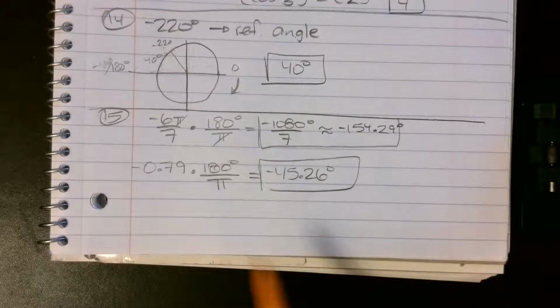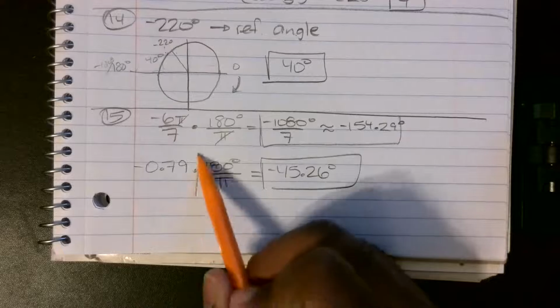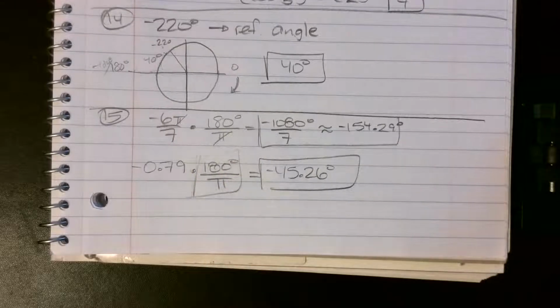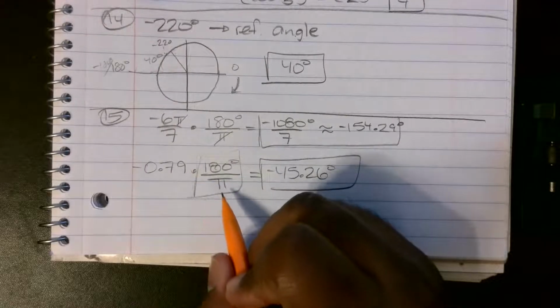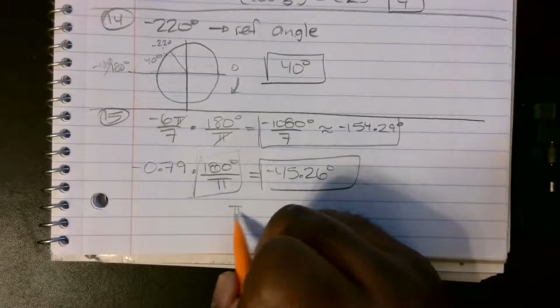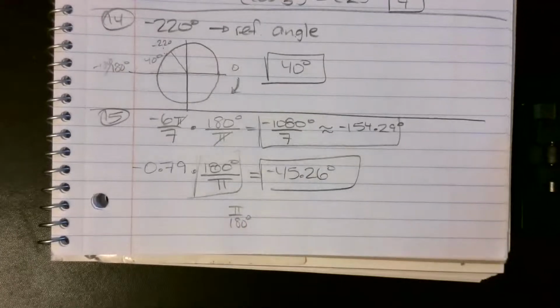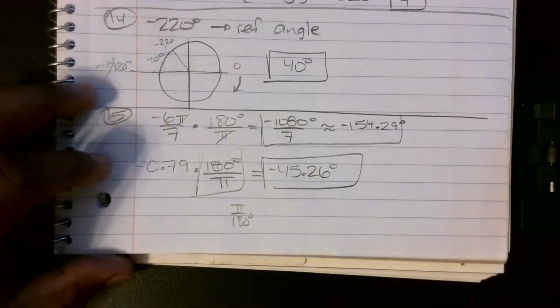All right, so that's radians to degrees. If you want to change from degrees to radians, I multiply by pi over 180, because I want the pi and I want to divide out the degrees. That's calculator work.